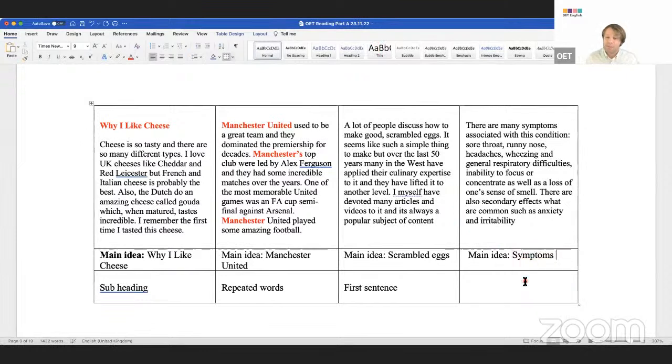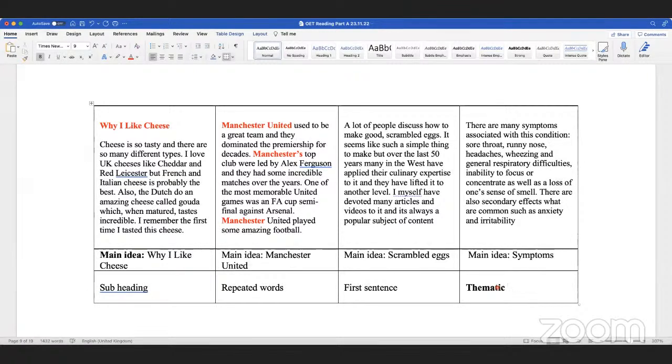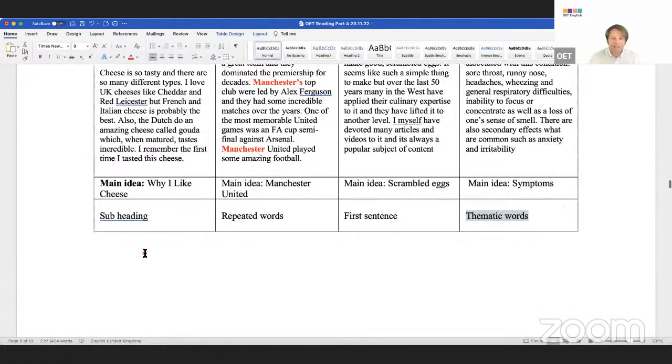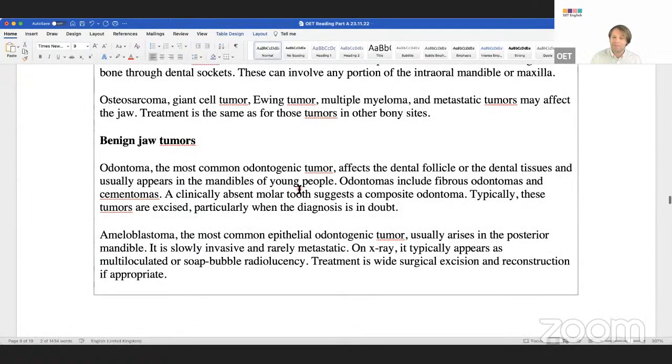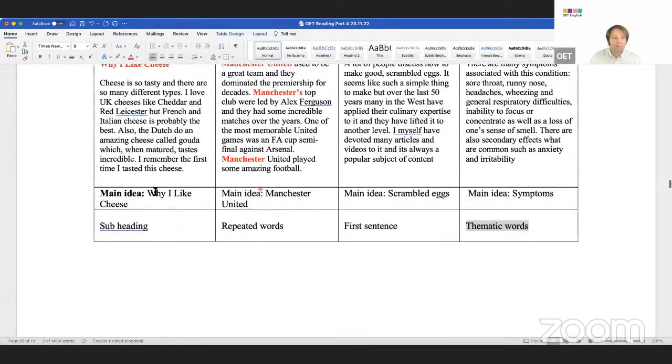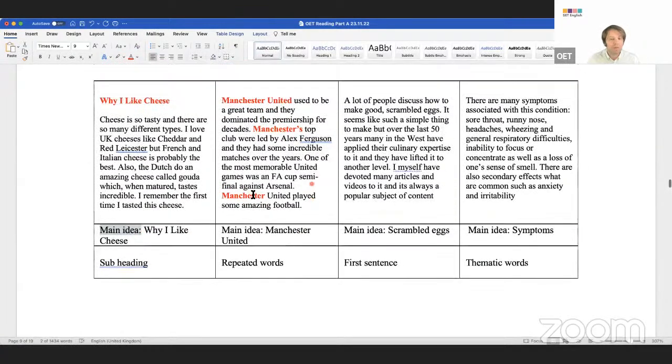Okay. How did we get the main idea, guys? How did we get that? The thematic word. So I'm just giving you very simple examples. Later in this class, we will look at something really, really difficult. I'm just trying to show you what I mean. Sometimes we're looking for a repeated word. Sometimes the first sentence. Sometimes the heading. Sometimes thematic words.